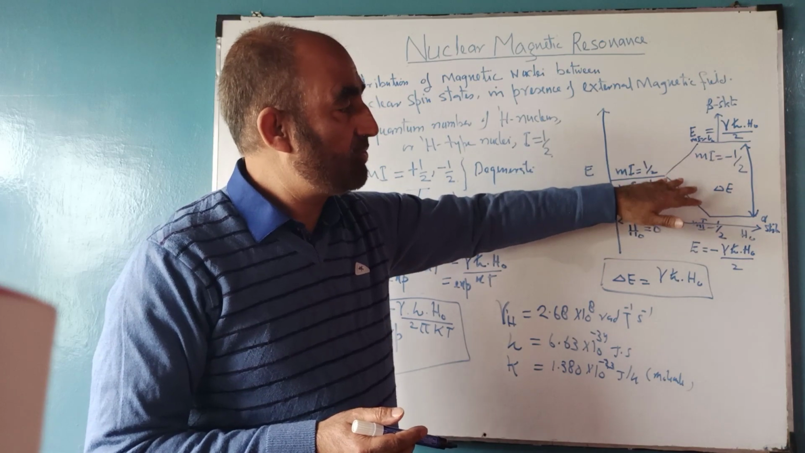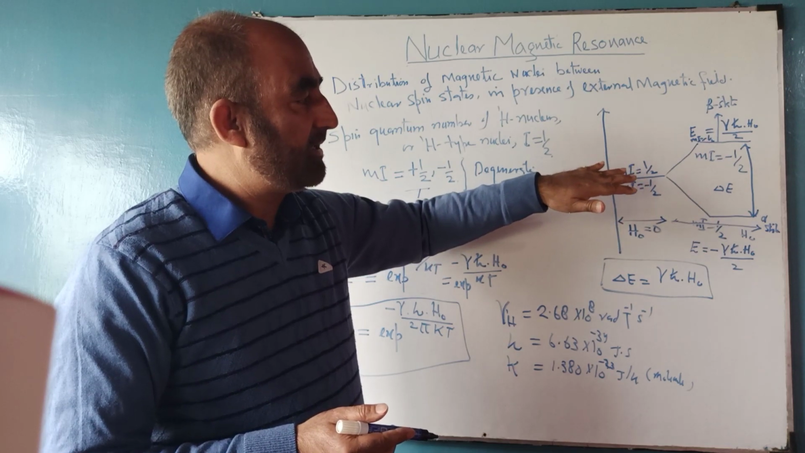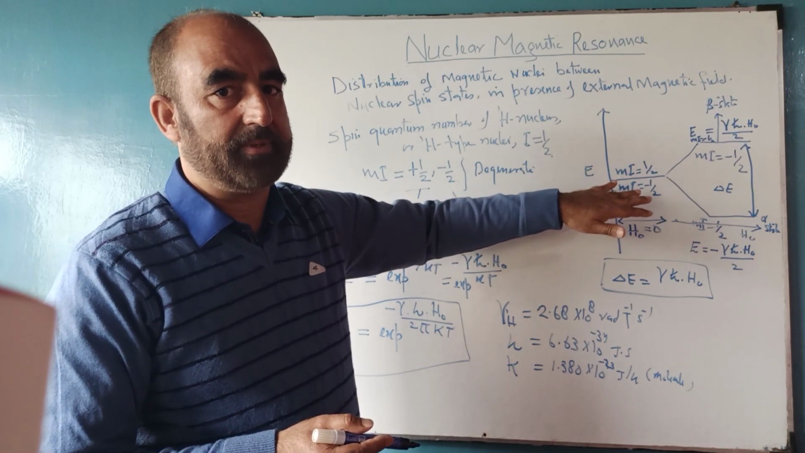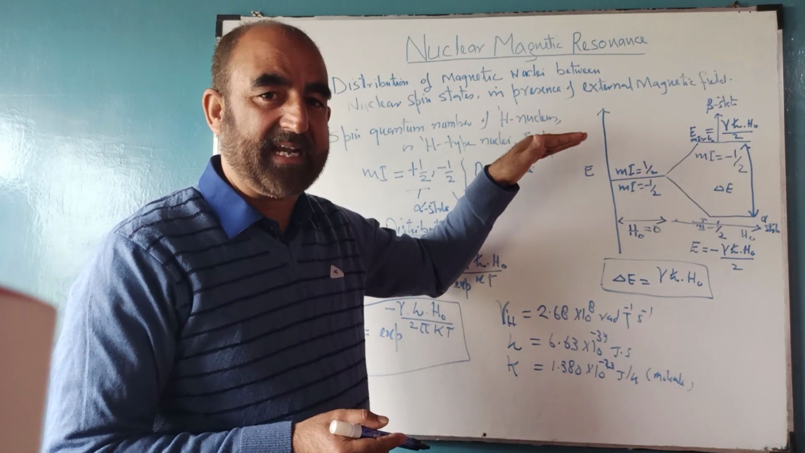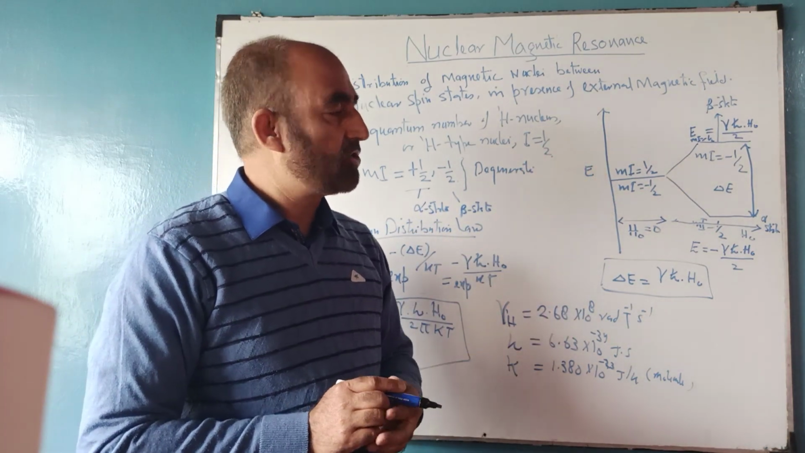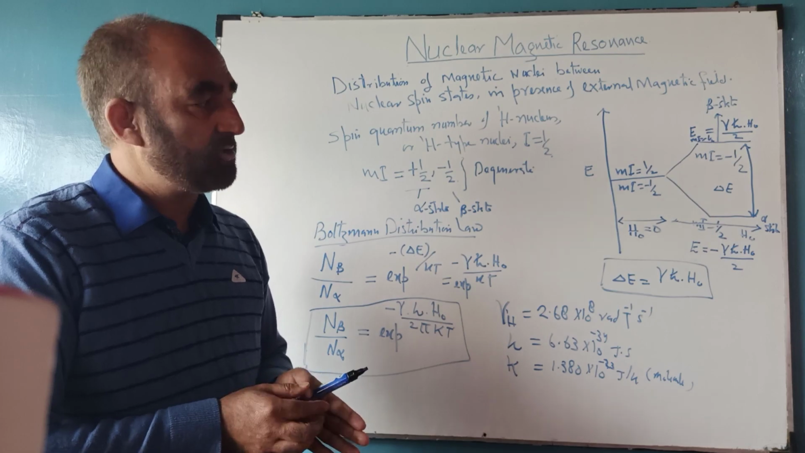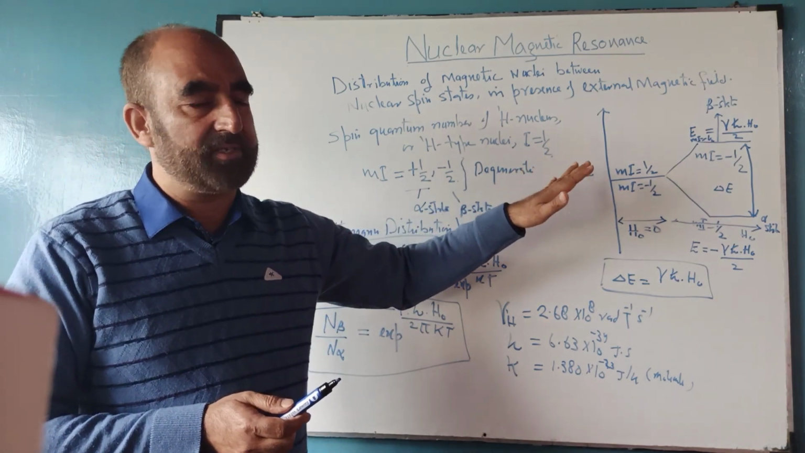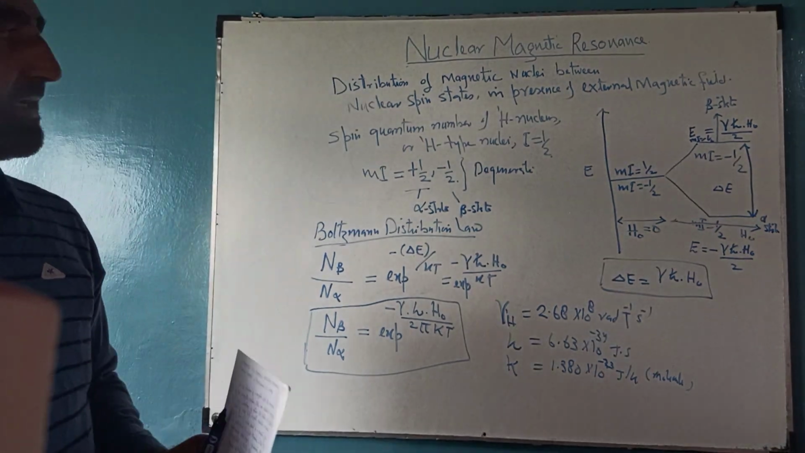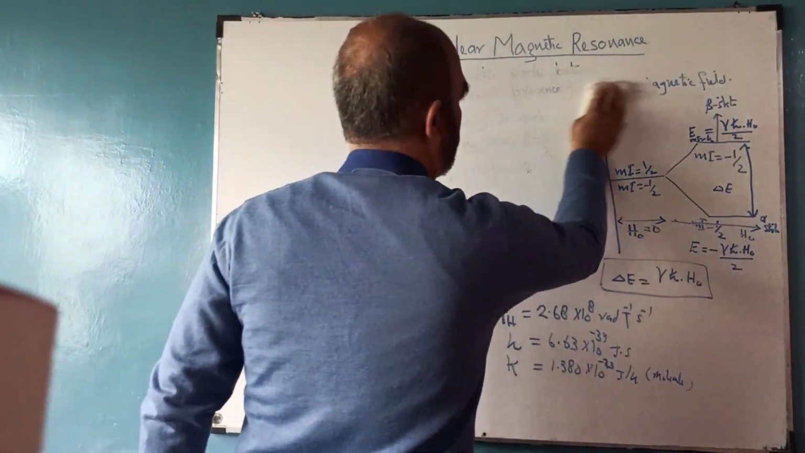So if the population in the two states is the same, then the absorption probability will be the same as the emission probability, and there will be no net signal. The signal will die down, and that state we call a saturation state. In that sense we are not able to record the NMR signal. So there must be some population difference, and let's see what that population difference can be on average. We can take an example and solve that problem and see what the population difference is between these two states.